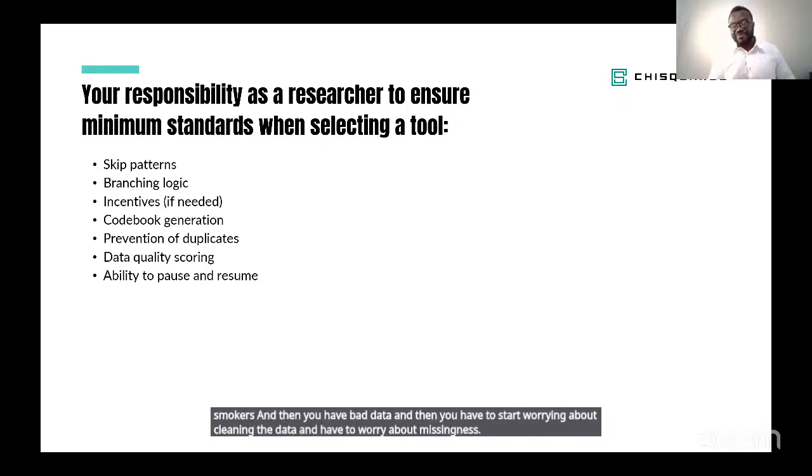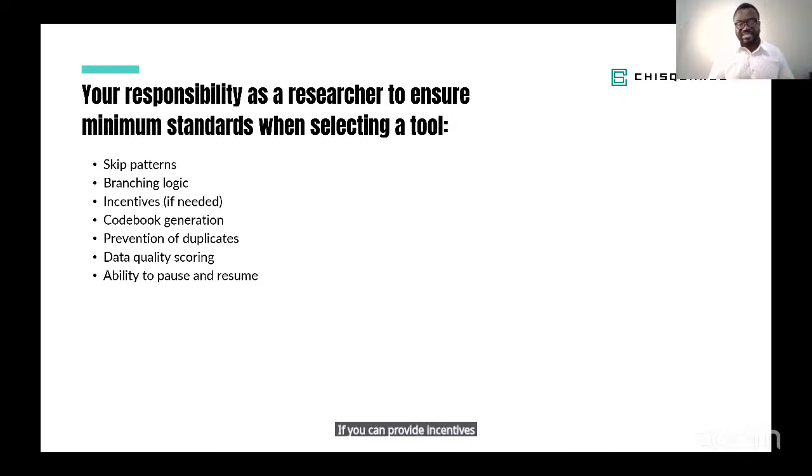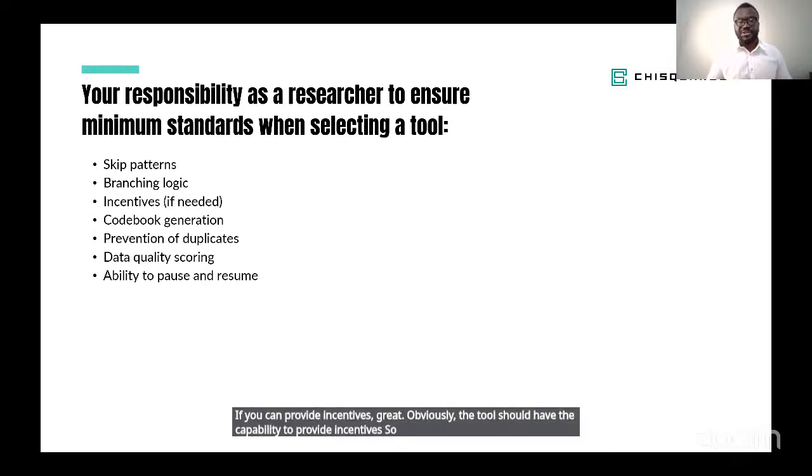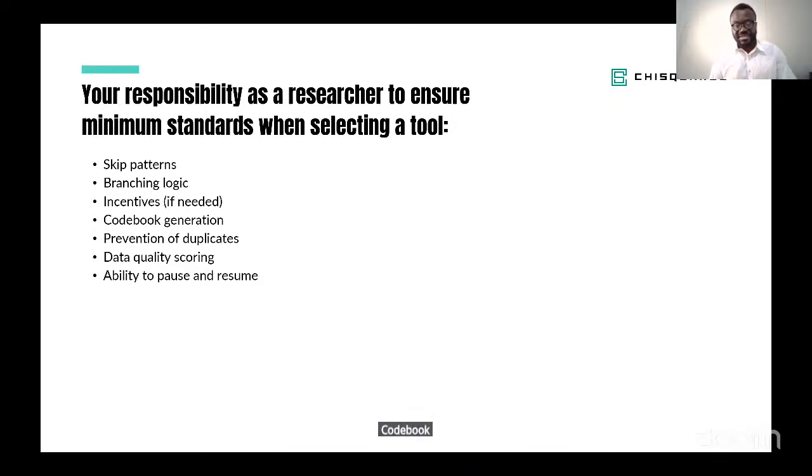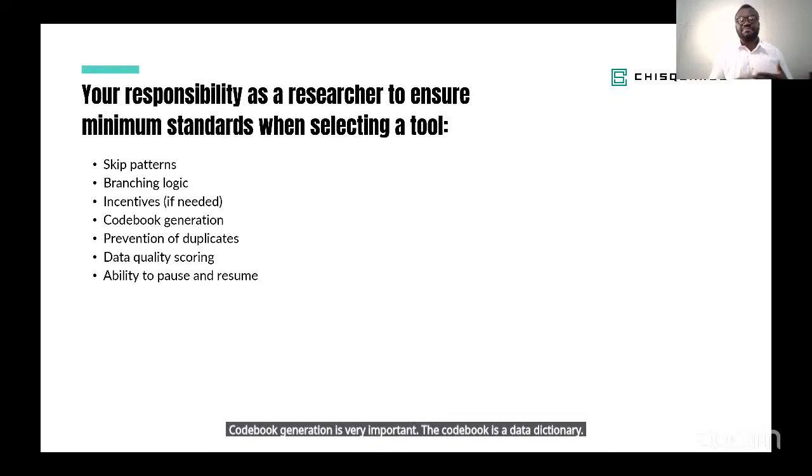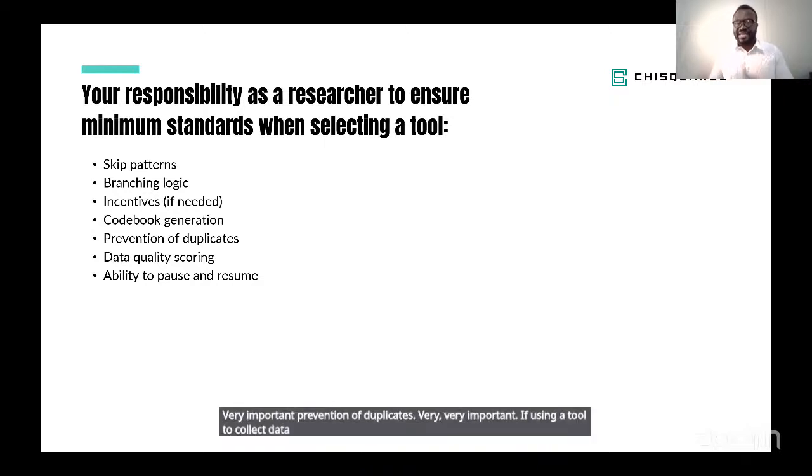If you can provide incentives, great. Obviously, the tool should have the capability to provide incentives so that people are encouraged to complete the survey. Codebook generation is very important. The codebook is a data dictionary. Prevention of duplicates, very, very important. If you're using a tool to collect data, and an individual can come and take multiple surveys, that's a huge problem for issues of data quality.